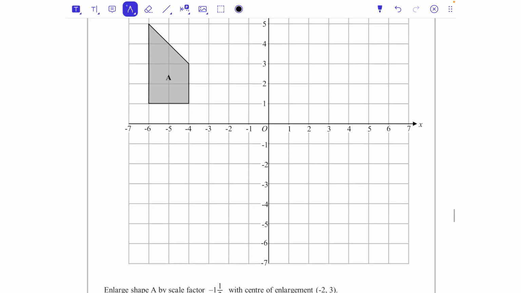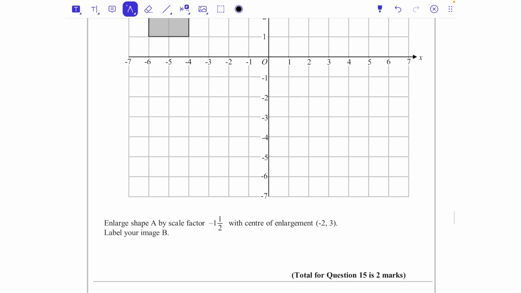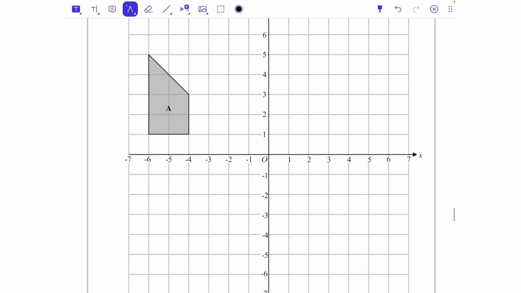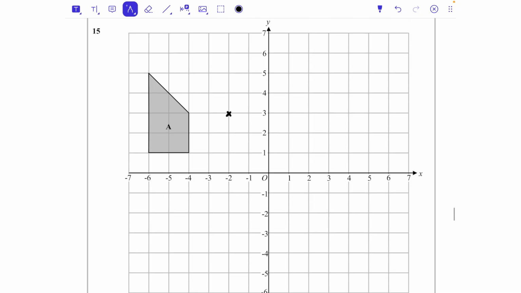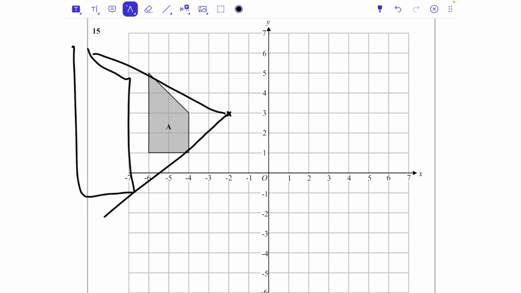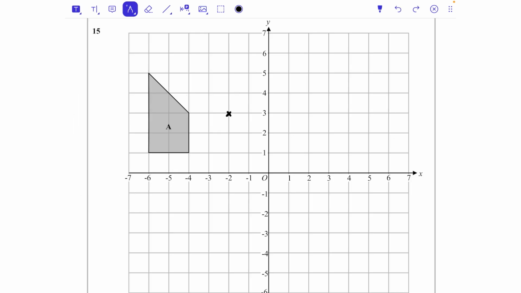Question number 15. And we need to do an enlargement, scale factor -1.5 with centre of enlargement -2, 3. So -2, 3 is here. And we need to enlarge our shape by -1.5. Now, a positive enlargement of 1.5 would make it 1.5 times bigger, going in this direction. So it would be maybe over here somewhere, looking like that. But because it's a negative enlargement, we're going through the centre of enlargement and back out the other side.